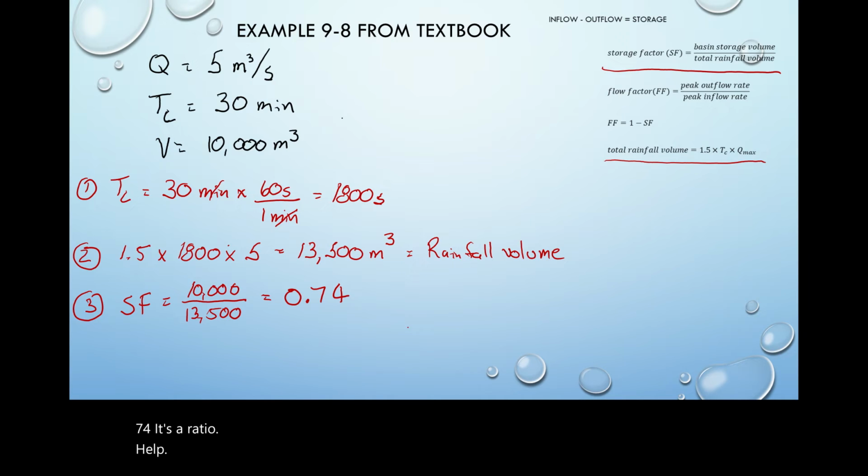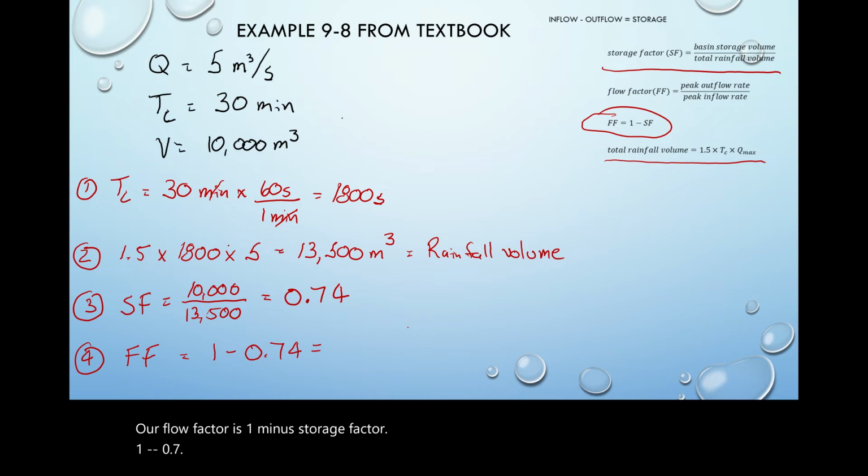So now we need to calculate our flow factor. Our flow factor is 1 minus storage factor. 1 minus 0.74, which equals 0.26. So basically 26% of that water is flowing out of the detention pond, if you look at it.